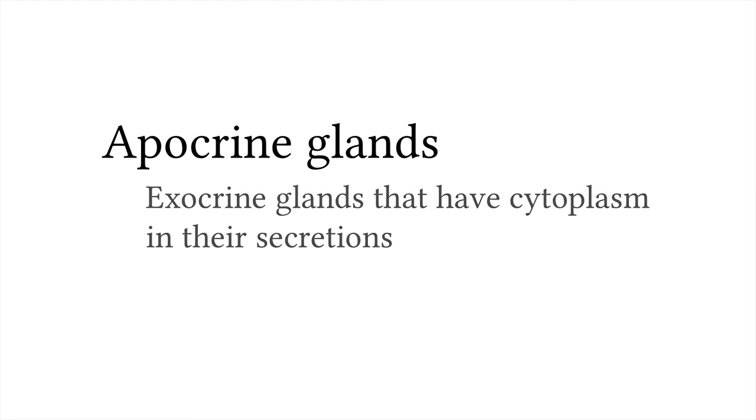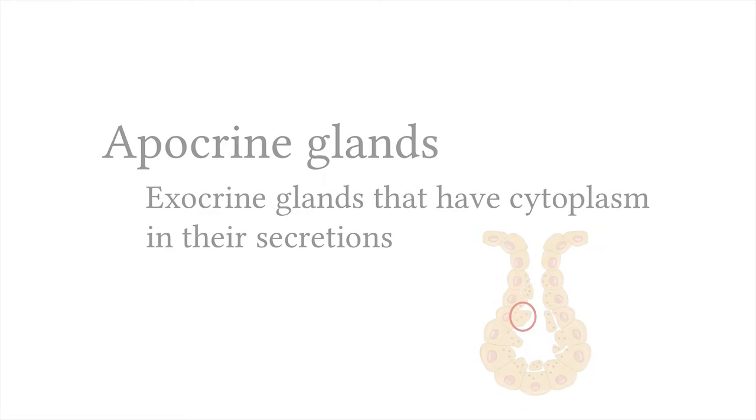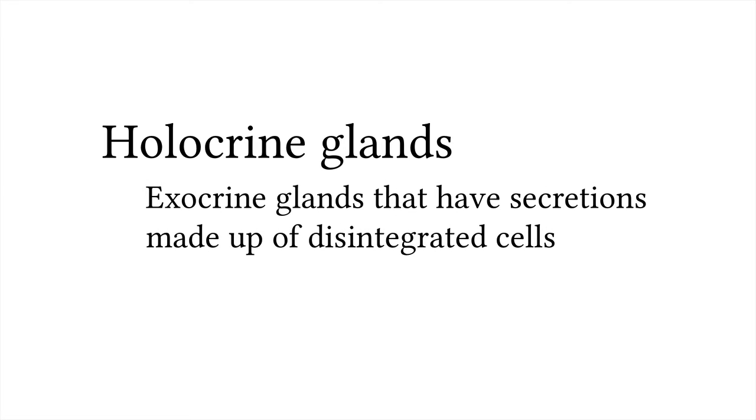Apocrine glands are exocrine glands that have cytoplasm in their secretions. Apo means tip or apex, and apocrine glands will pinch off the tip of the epithelial cell as part of their secretion. Mammary glands are an example of apocrine glands. Holocrine glands are exocrine glands that have secretions made up of disintegrated cells.